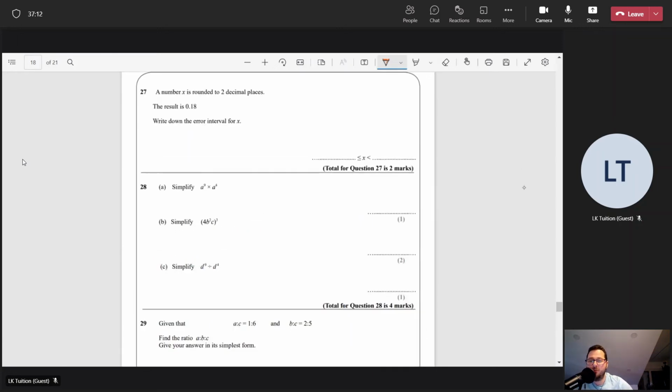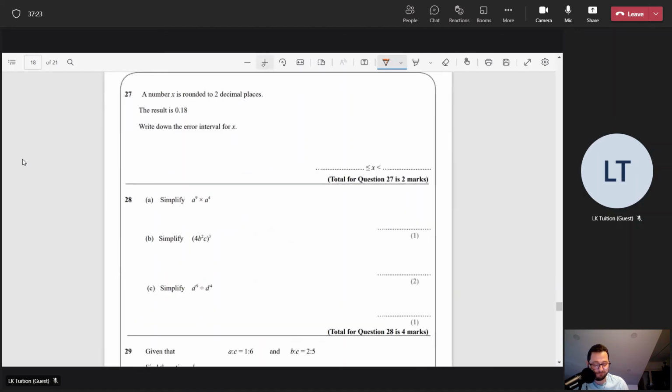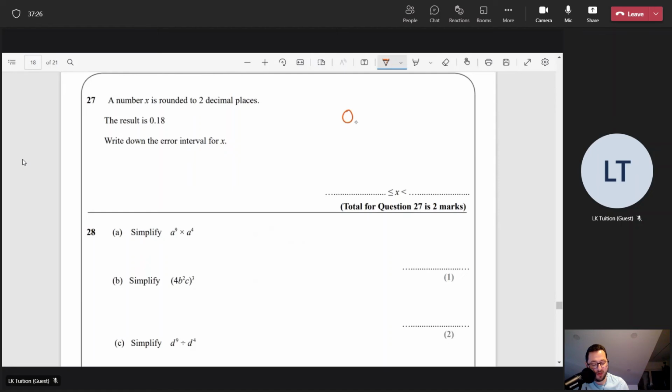Okay, so 27, a number x is rounded to 2 decimal places, and the result is 0.18. Write down the error interval for x. So the way I think about this, let's just zoom in a little bit. If we're on 0.18, I think about what are the next numbers either side of that. If we're thinking of 2 decimal places, the next one would be 0.19 and the other one would be 0.17. And to figure out the error interval, I just look at what's in the middle of these. So in the middle of this is going to be 0.175 and in the middle of this is going to be 0.185. And those are my 2 numbers.